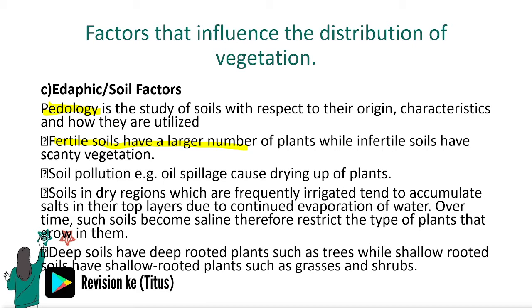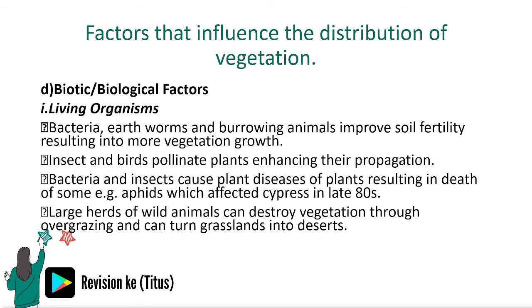Soil pollution, for example, when we have oil spillage, causes drying up of plants. Soils in dry regions which are frequently irrigated tend to accumulate salts in their top layers due to continued evaporation of water. So over time, the salts become saline and they restrict the type of plants that grow in them. And probably finally, deep soils have deep-rooted plants such as trees, while shallow soils have shallow-rooted plants such as grasses and shrubs. So we have biotic or biologic factors that influence distribution of vegetation.